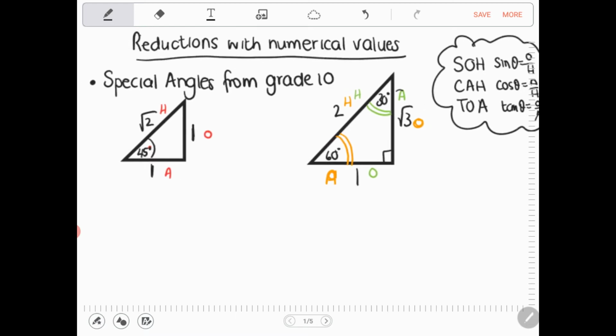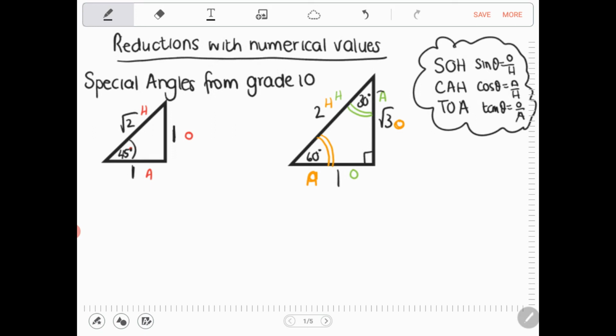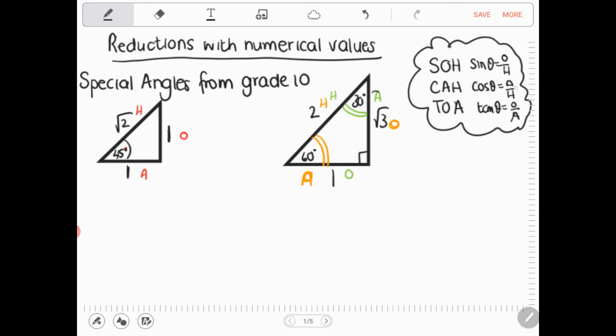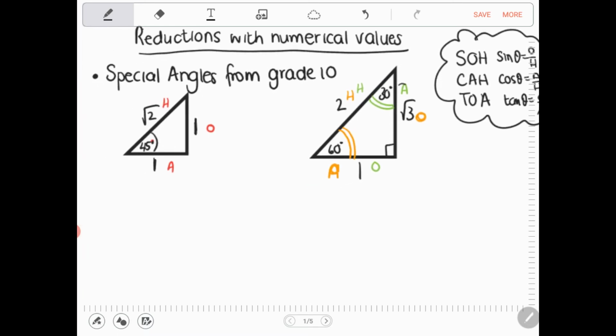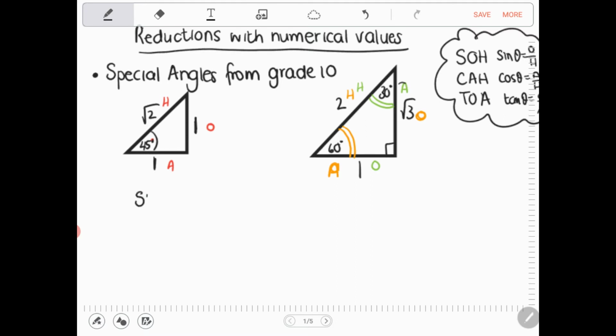If we look at our SOHCAHTOA, so sine is opposite over hypotenuse, cos adjacent over hypotenuse, and tan is opposite over adjacent, we can read off any values for special angles without using our calculator. So if I said to you, what is the sine of 60? You would say, okay, well, the sine of 60, I'd have to use, obviously, the 60-30 triangle, and it's opposite over hypotenuse for sine. And for 60, the opposite is a root 3, and the hypotenuse is a 2. So we wrote root 3 over 2.